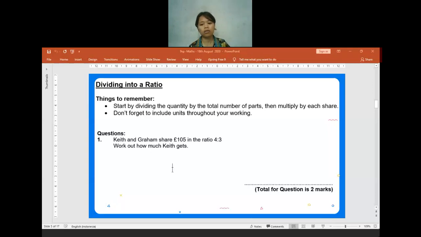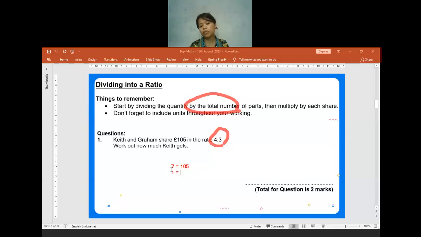Okay. Is my voice better now or is it still laggy? Okay, so now let us continue with question 1. There are two people here, Kate and Graham. They are sharing 105 into the ratio 4 to 3. The first thing we have to do is find the total number of parts. So for example 3, the total will be equal to 7. So 7 parts will be equal to 105. Now we can find 1 part. How many will it be if it is 1?